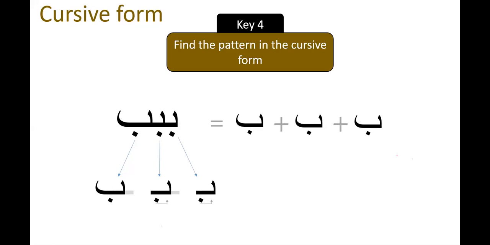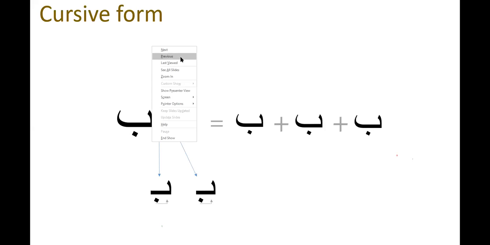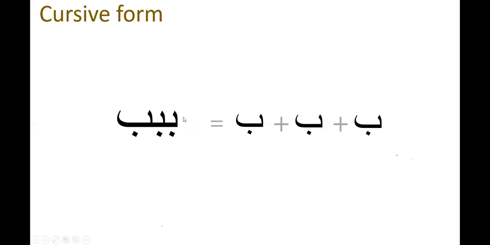The last key is find the pattern in the cursive form. And when I say pattern, what I'm referring to is this over here. So let's go back. So this is what I mean when I say find the pattern. And once you find the pattern, it will apply to all the letters with very few exceptions. And really take note of this, because it's not very challenging, but you have to know exactly what you are looking for, and you will see the pattern.